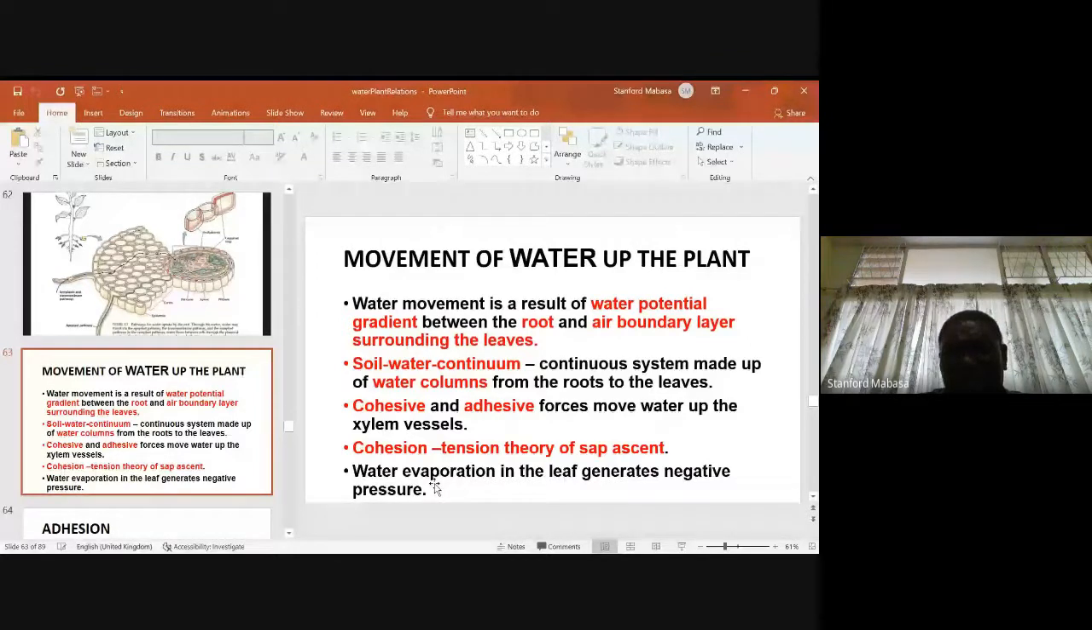Now suppose the water has traveled through the root and it has reached the stem. We want to understand how the water is lifted from the bottom of the stem up to the leaves. What pushes that water?